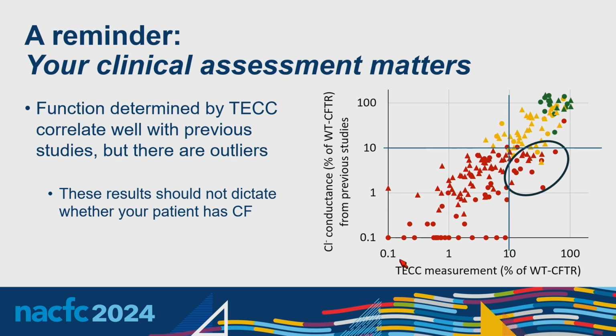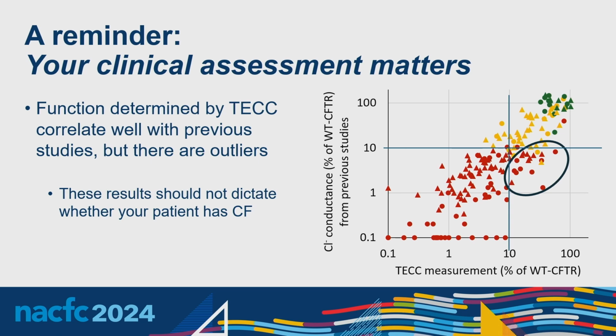So in this box here, we have CF-causing variants that were under 10% function in the TEC system and under 10% function in other functional testing systems. But here, we've got a couple that were under 10% function in other systems, but above 10% in this particular assay. And that can be for a variety of reasons. It does not mean that the data's bad. Sometimes there are differences in cell systems.